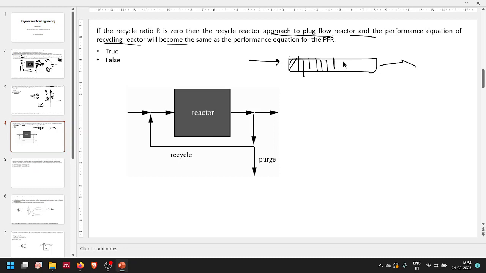So what happens is if the recycle ratio R becomes 0, when would this happen? This can happen when the inlet is very low or the outlet is high enough. So in that case, the entire term approaches 0, and the reactor behaves as a plug flow reactor. So that's why the performance equation for a PFR will be applicable. So it is true. The recycle reactor will behave as a plug flow reactor.